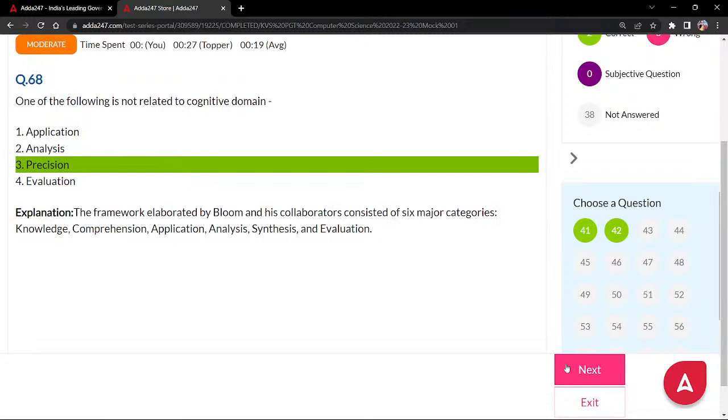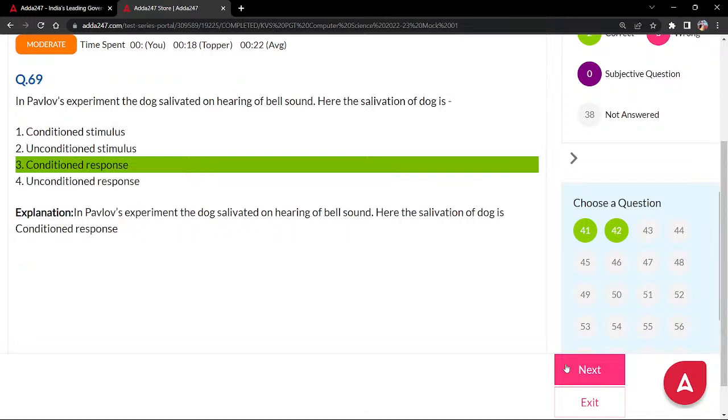Next, which one of the following is not related to the cognitive domain? Appreciation is not part of the cognitive domain. Application, analysis and evaluation, synthesis, comprehension, and knowledge are all part of the cognitive domain, which is under Bloom's taxonomy.